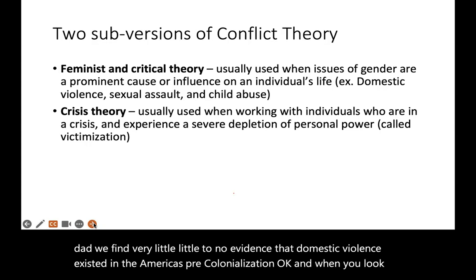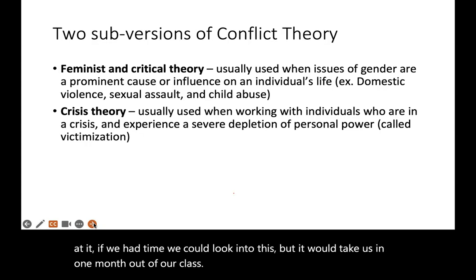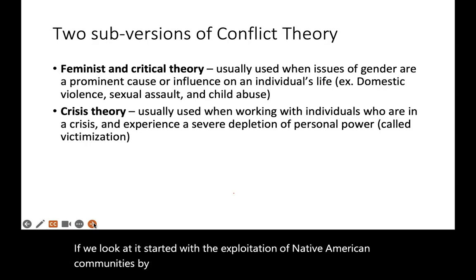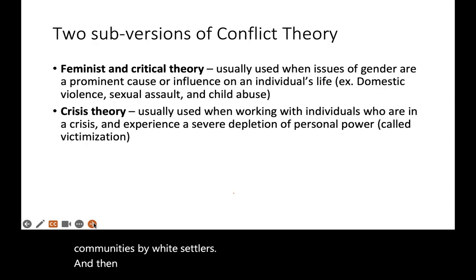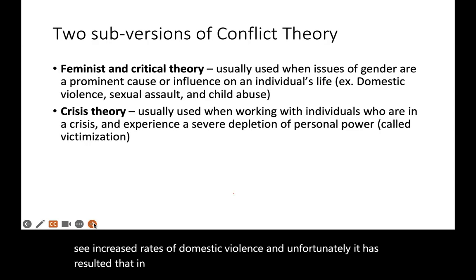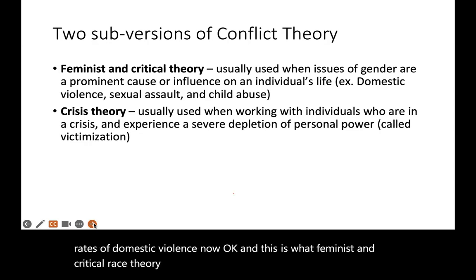And if we had time, we could look into this, but it would take us one month out of our class. If we look at it, it started with the exploitation of Native American communities by white settlers. And then that exploitation and acculturation is where we started to see increased rates of domestic violence. And unfortunately, it has resulted that in some Native American communities, we see the highest rates of domestic violence now, okay? And this is what feminist and critical race theory and critical theory is really trying to weed out, okay?